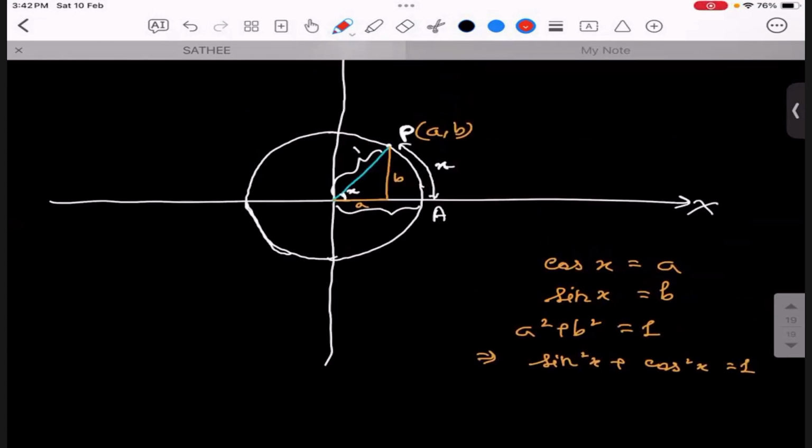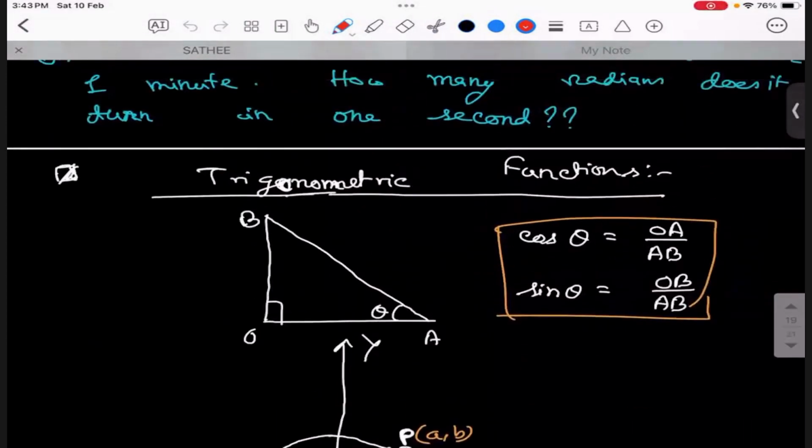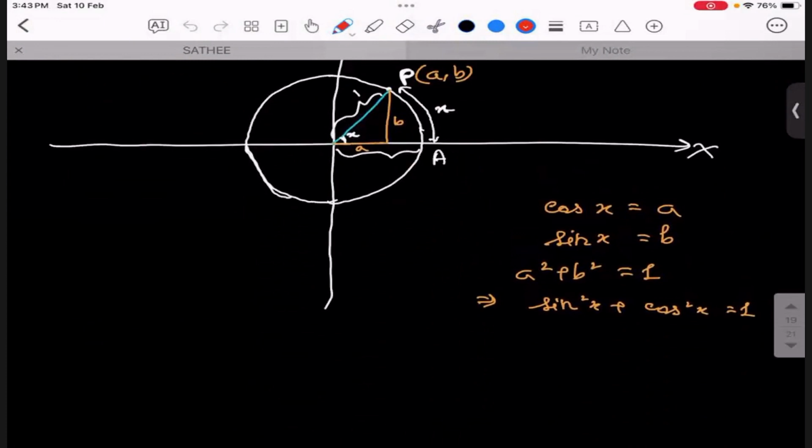Now let us discuss this thing in a different picture. X can be anything. X is in radians. Before that we had discussed that theta will be any angle. Now x is measured in radians, and x can be any real number.